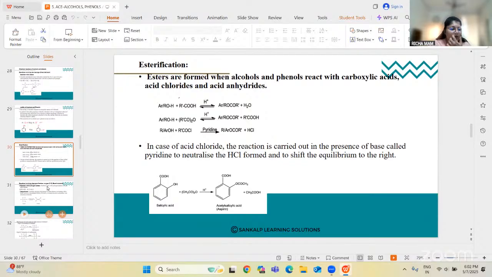When alcohols react with hydrogen halides, they form alkyl halides. So this we have discussed. Then we have seen the Lucas test to distinguish between primary, secondary, and tertiary alcohols. So what is Lucas reagent? Lucas reagent is concentrated HCl and anhydrous ZnCl2.